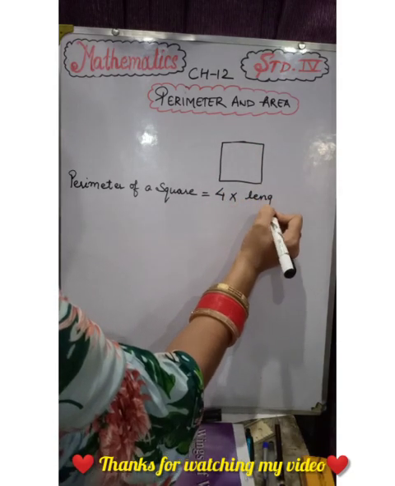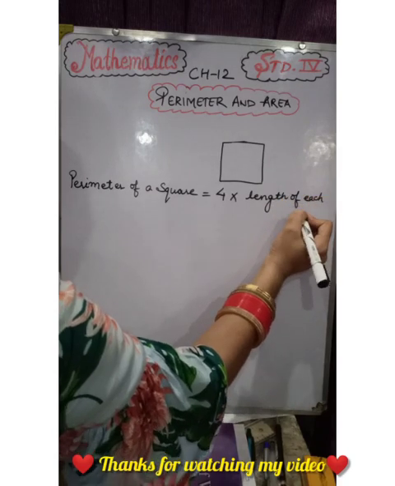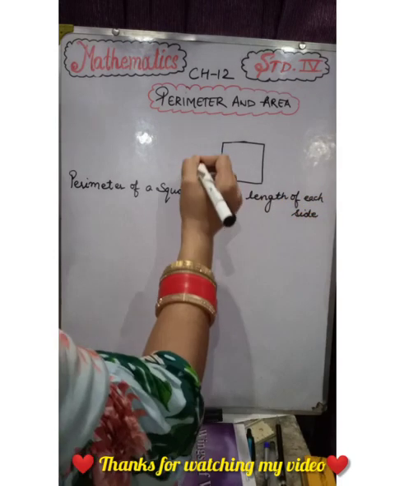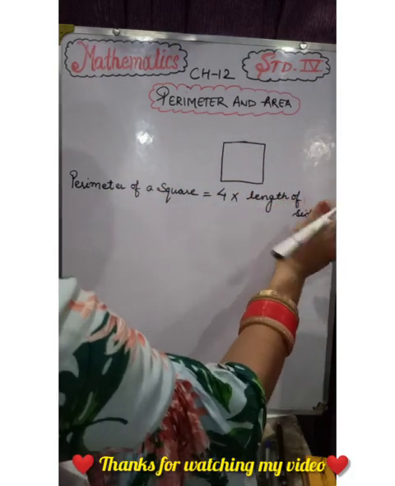Whatever its length will be, length of each side, because all the sides will have equal length. So we will write here one side, length of one side.